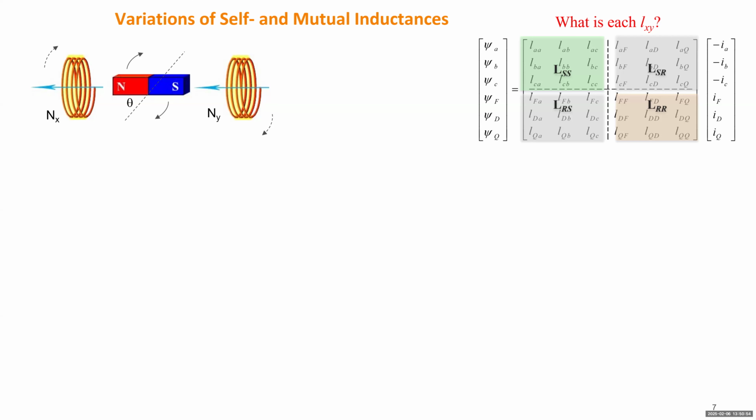For the two windings, it depends on where they are. If both windings are on the stator, maybe winding X is A and winding Y is B, they don't change. They stay there, and only the rotor revolves. But if one winding is A and the other one is F, F stays on the rotor and revolves together with the rotor. If both X and Y are rotor windings, maybe X is the damper winding and Y is the field winding, they revolve together. So they generate all the combinations in this inductance matrix, and we just need to figure out how those L values change with theta.